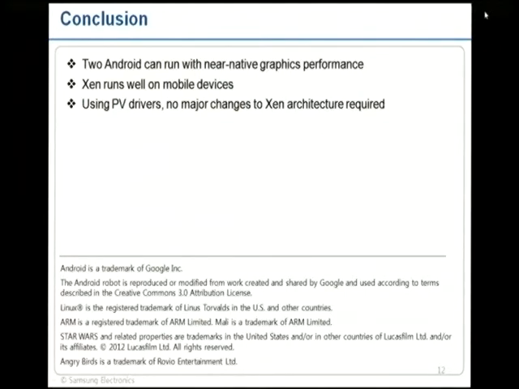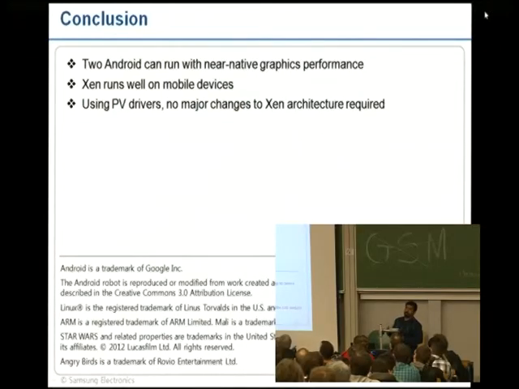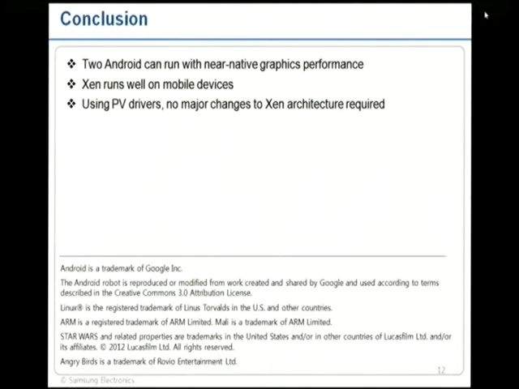So what's the conclusion? The conclusion is yes, it's definitely possible to take a server-class hypervisor like Xen, and with the right changes in the I/O drivers, definitely it's possible to run full-fledged mobile operating systems to a decent level of performance. So Xen runs well on mobile devices, and using PV drivers, I think it's possible. No major changes are required in the Xen architecture.